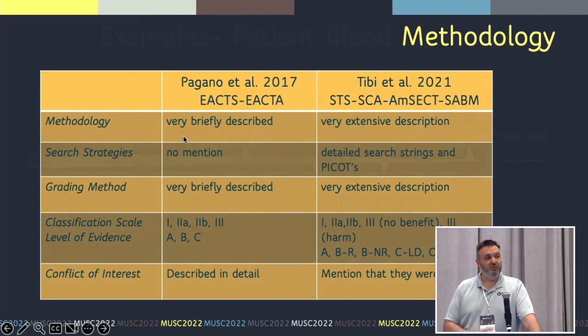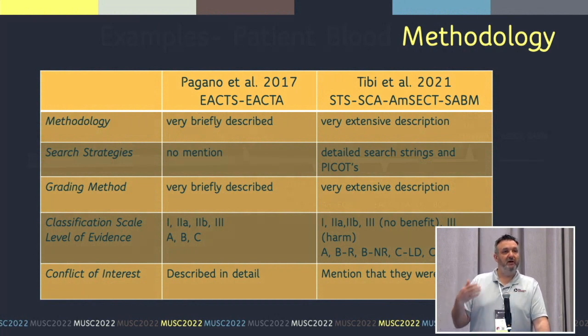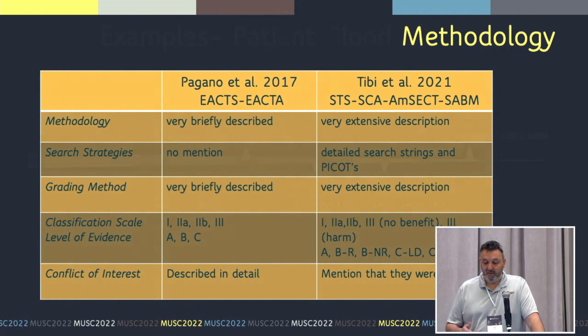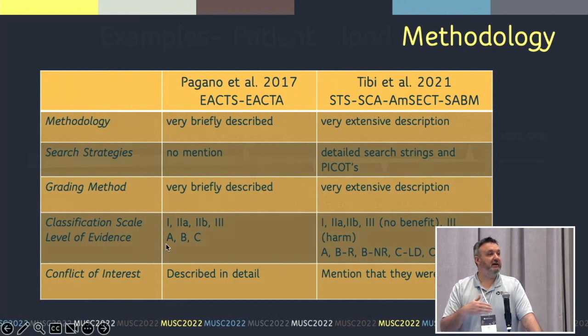For example, the Europeans don't really describe how they looked for literature, what questions were used, which queries were used, the search strings. Well, the American guidelines on PBM were very extensively described. You can literally copy and paste almost the search string, put it in a search engine, and look at the literature again. The grading method is also more highly developed in the American guidelines, and it shows in the classification scale.